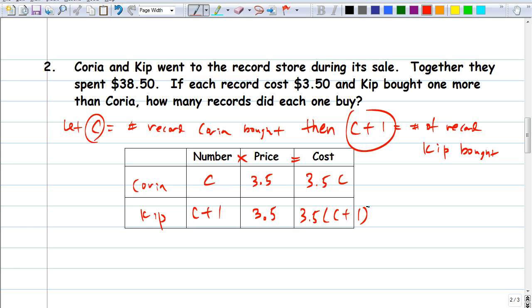Good. Now, it's very similar to the last one that we did. How are we going to come up with an equation? Notice this chart helps us come up with an equation a lot more easily, right? Who could tell me how to do that? One person?